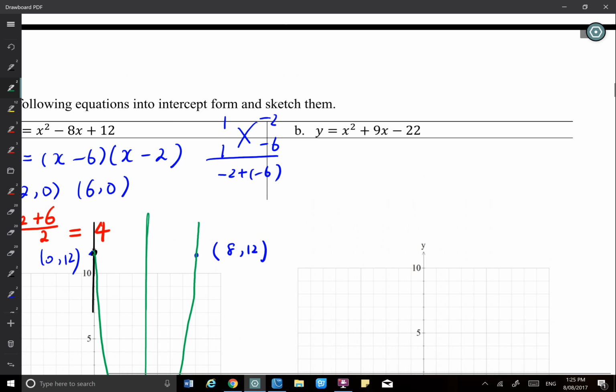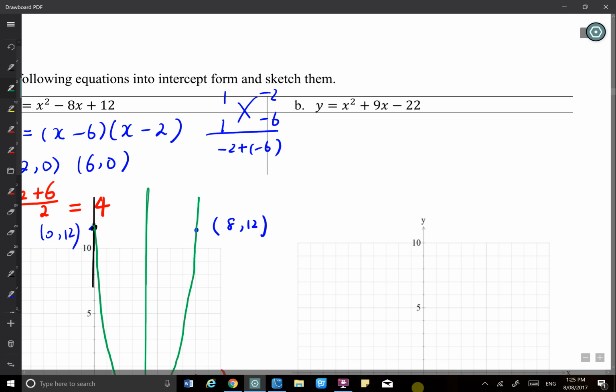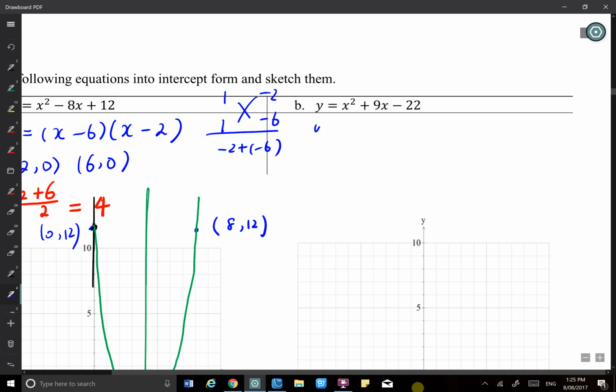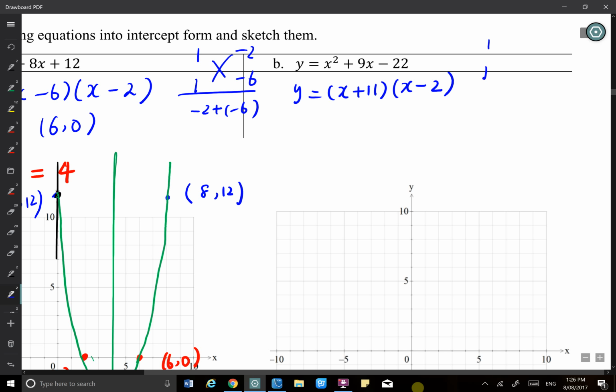Okay, next one. x squared plus 9x minus 22. What is the factorized form? Yep. Bracket x plus 11, bracket x minus 2. Okay, that's the factorized form. 22 can be 2 and 11. You need a positive 9, so we'll want a negative 2. Okay, that's a plus 9.